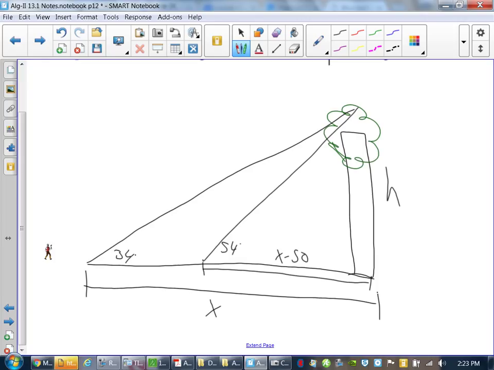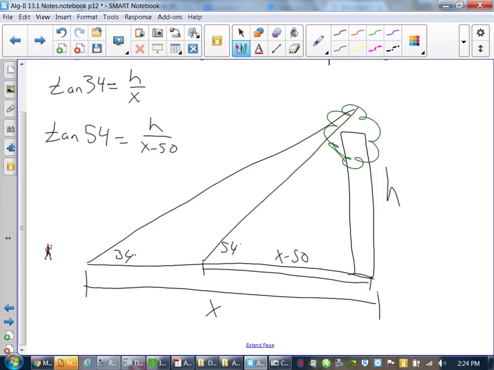What I want you to see here is that you actually wind up with two separate trig functions that you can write out. We have one of them from the 34 degree angle. The tangent of 34 is your height over x. If you move to the other position, you have the tangent of 54 is the height over x minus 50.